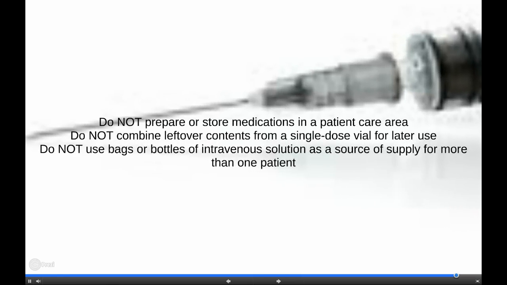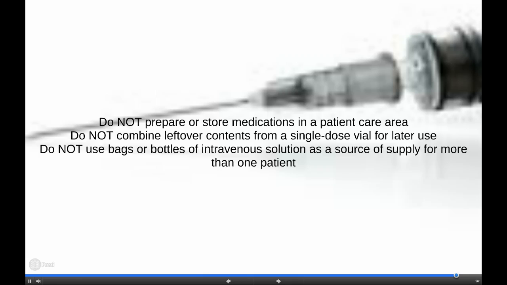Medications should be drawn up in a designated clean medication area. Do not prepare or store medications in a patient care area. Do not administer medications from a single-dose vial to more than one person. Do not combine leftover contents from a single-dose vial for later use. Do not keep multi-dose vials in the immediate patient treatment area. Do not use bags or bottles of intravenous solution as a common source of supply for more than one patient.